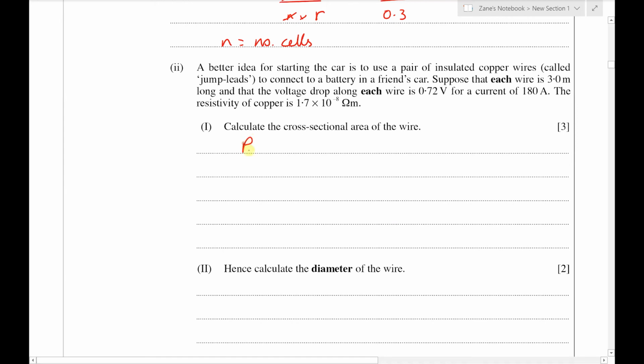Well, let's first of all work out what the resistance of our jump lead is by taking the 0.72 volts and the current of 180 amps. So I'll just do that on the calculator a second. That will give us 4 times 10 to the minus 3 ohms.